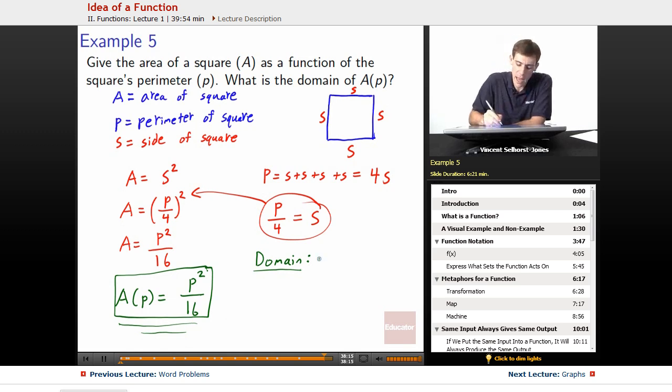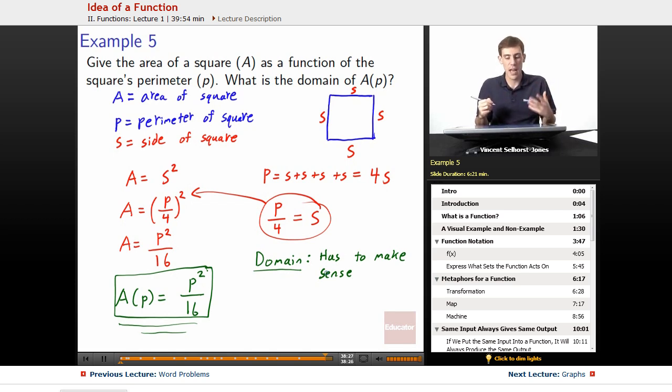But the domain has to make sense. It doesn't have to just make sense in our function. It has to make sense in how we thought about the function. How did we think about the function? It's a square, right? It's a real object. It's a thing. We could talk about its shape and its dimensions. Would it make sense for it to have a negative perimeter? No, because it doesn't make sense for the sides to be negative. Would it make sense for the perimeter to be 0? No, because then it would just be a speck. It wouldn't be a square.